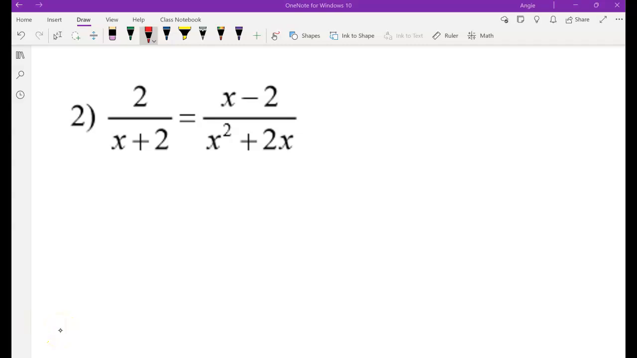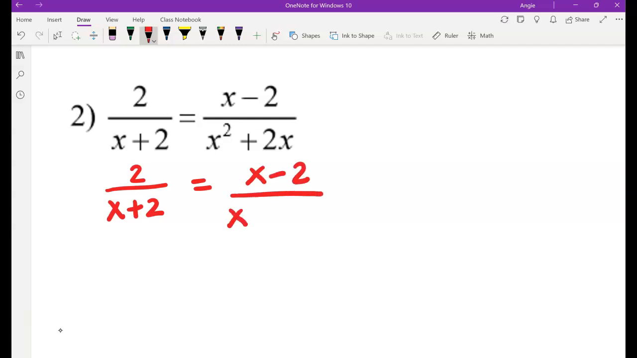Example 2 says 2 over x plus 2 equals x minus 2 over x squared plus 2x. So step number 1 says factor out your denominator. For the first term, there isn't anything we can factor. Now the second term over here, the denominator, they have an x in common, so we are going to factor that out.